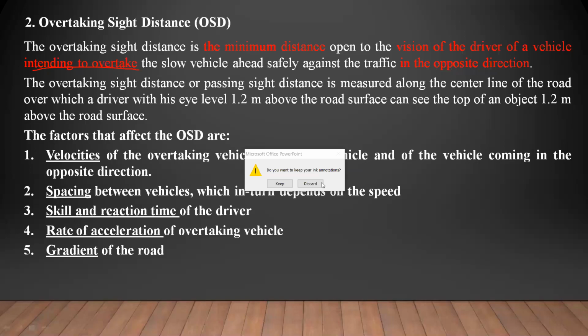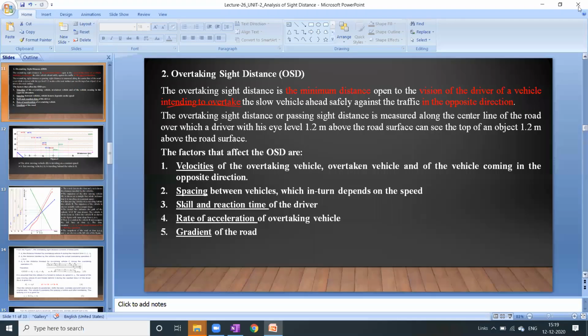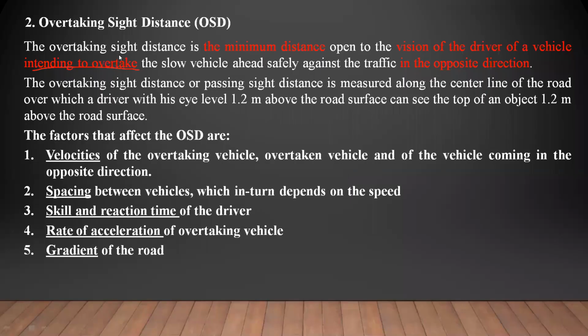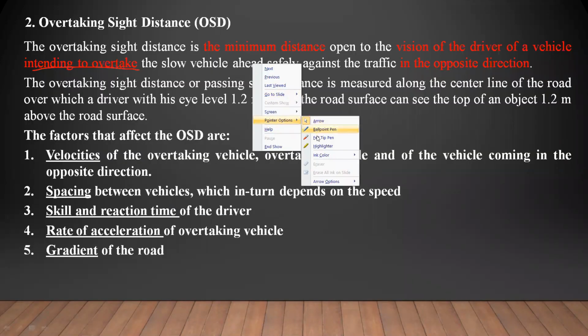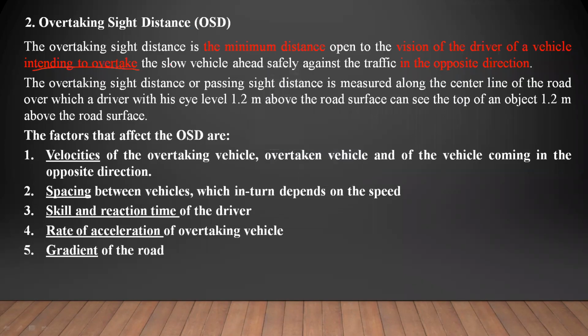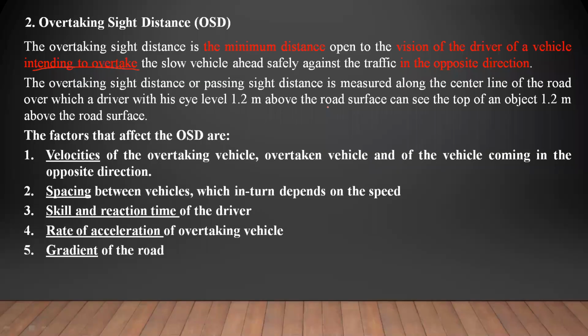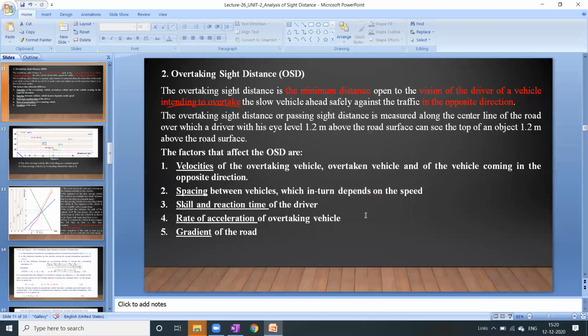Okay, I'll share again. Yes. So I was saying the overtaking side distance is the minimum distance open to the driver of the vehicle intending to overtake a slow moving vehicle ahead safely against the traffic in the opposite direction.